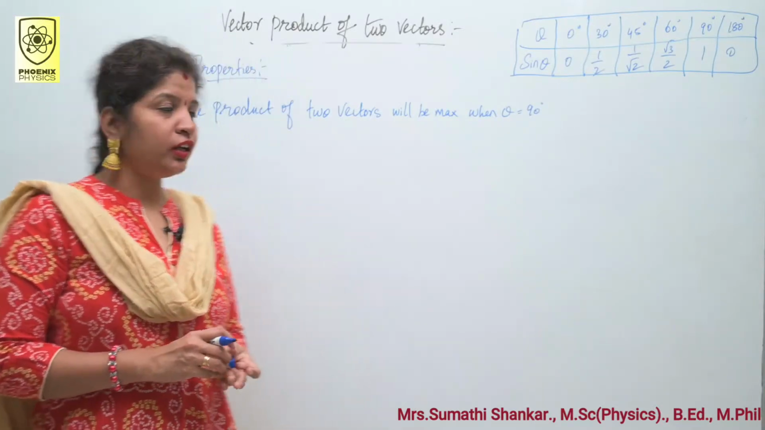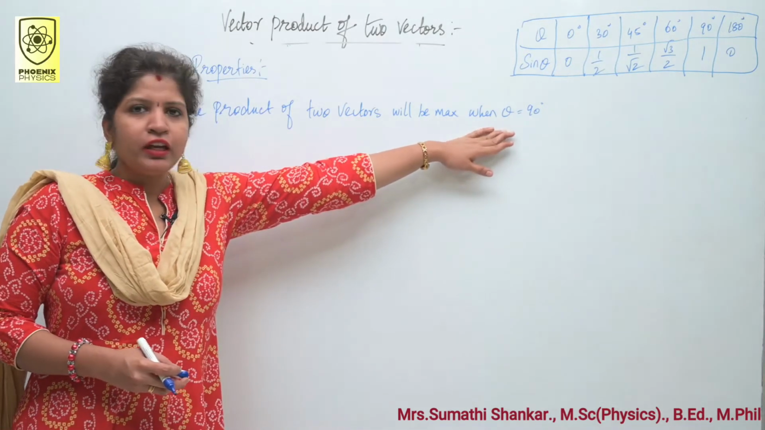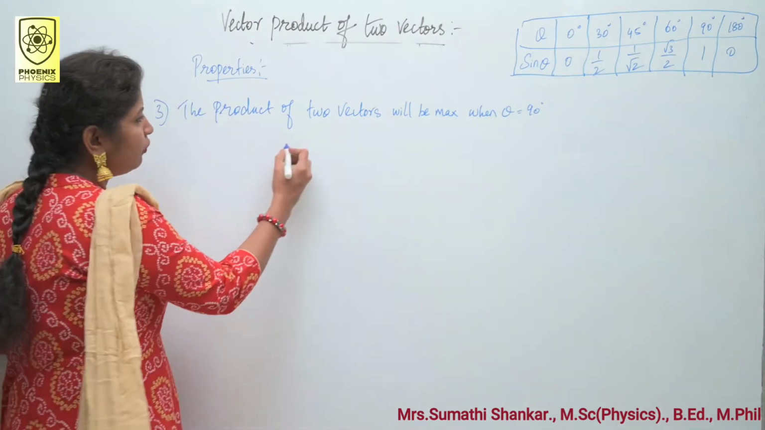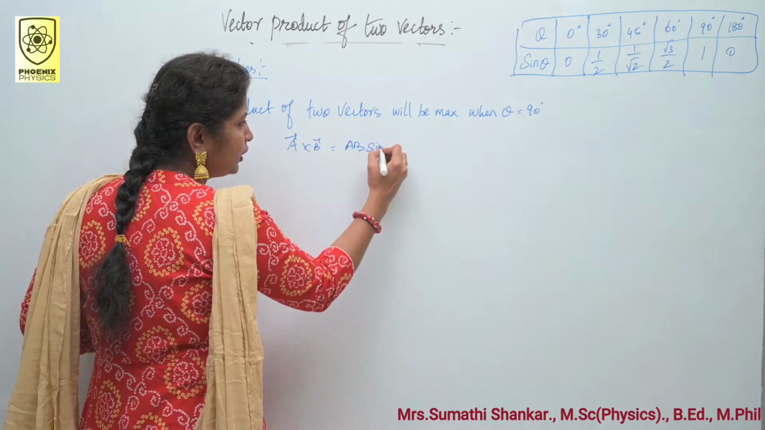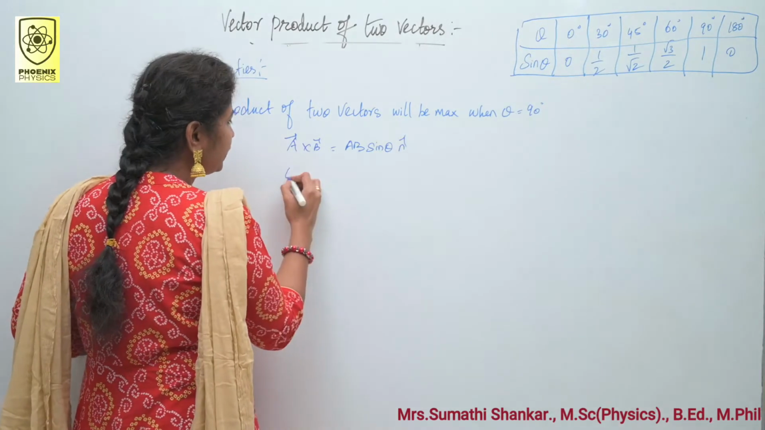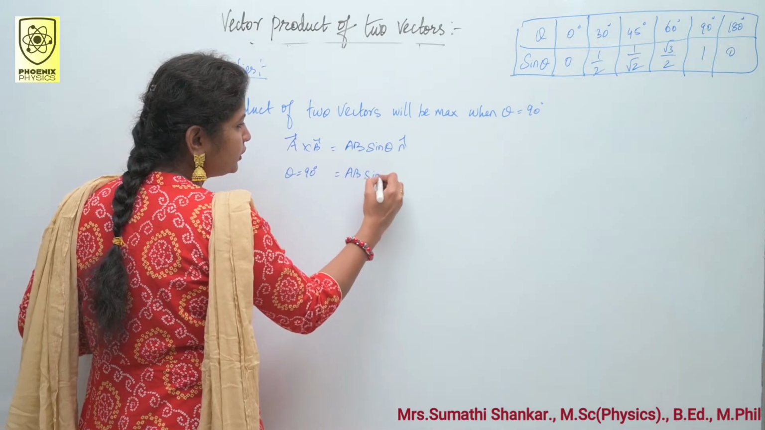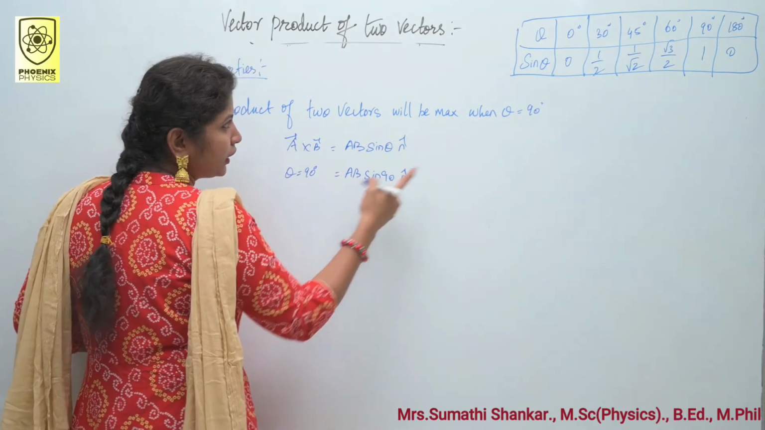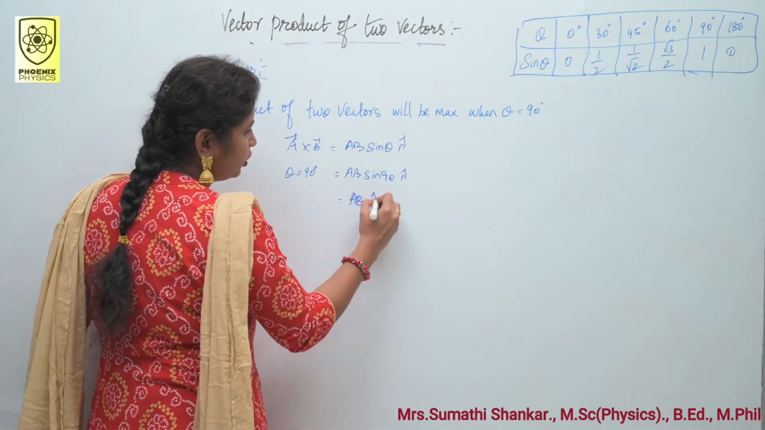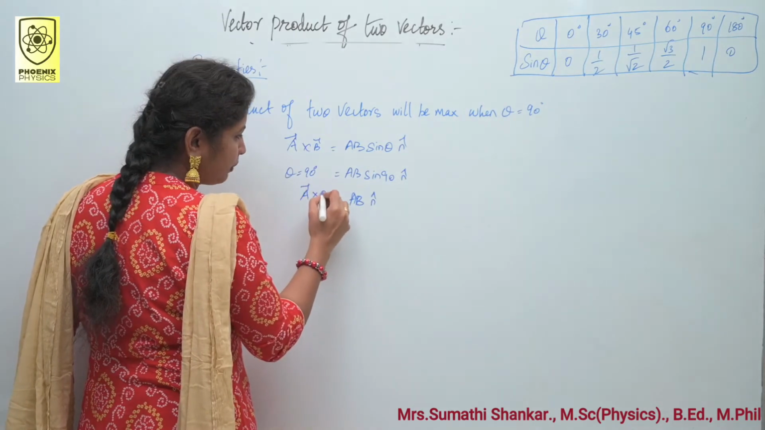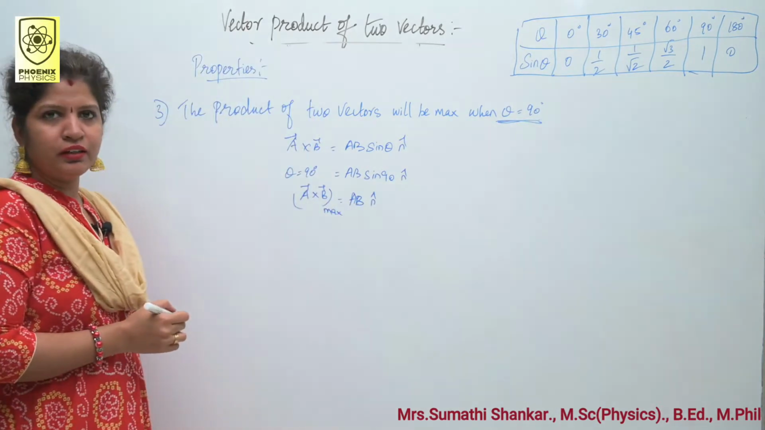Our next property, the product of two vectors will be maximum when theta is equal to 90 degree. You know the formula, A cross B is equal to AB sine theta n cap. So here theta is equal to 90 degree. What is sine 90 degree? AB sine 90 degree n cap. So sine 90 degree means 1. So AB n cap. So A cross B is maximum when theta is equal to 90 degree.